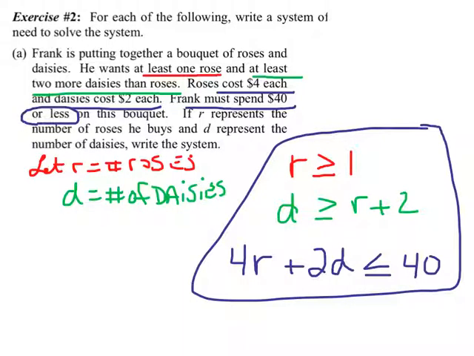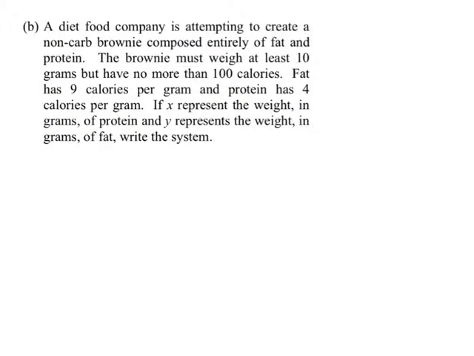All right, let's look at B now. B says a diet company is attempting to create a non-carb brownie composed entirely of fat and protein. The brownie must weigh at least 10 grams, okay, and have no more than 100 calories. Fat, they tell you, is 9 calories per gram, and protein is 4 calories per gram. If X is the weight in protein, and Y is the weight in grams of fat, write a system of equations. So they already told us what X was equal to and Y was equal to.